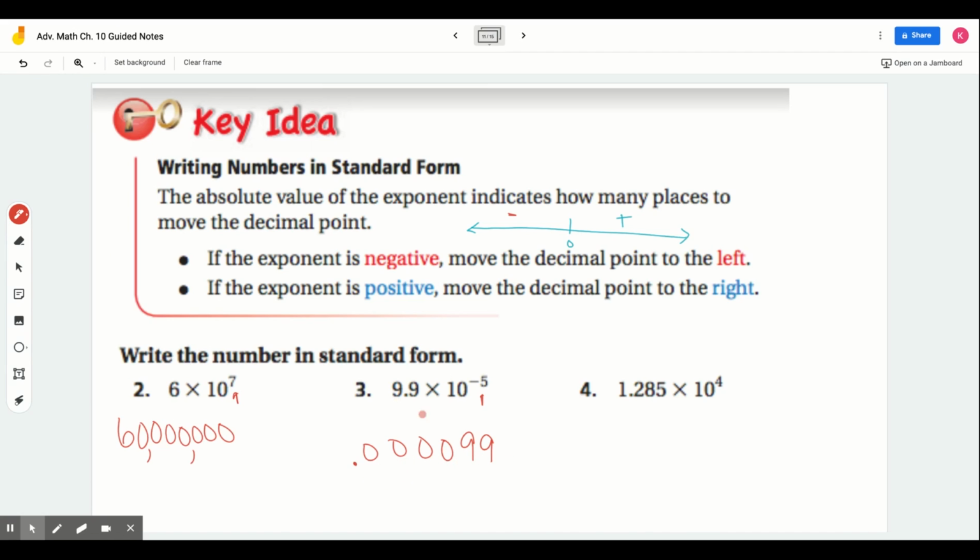0.000099. Now you can see that if I count from where my decimal point is now for my answer, 1, 2, 3, 4, 5 times, I would be back where I started. So that's how I can check my answer.